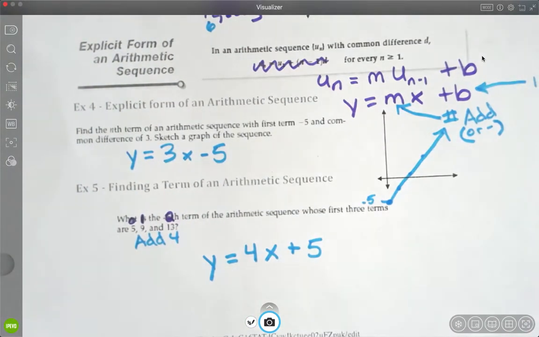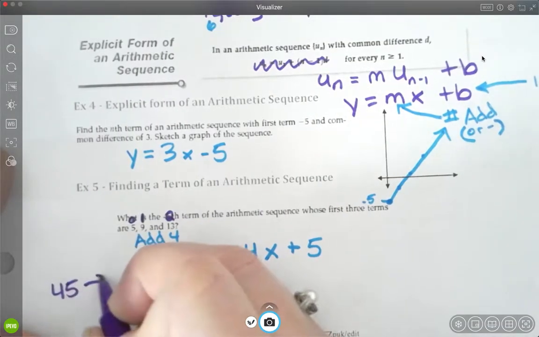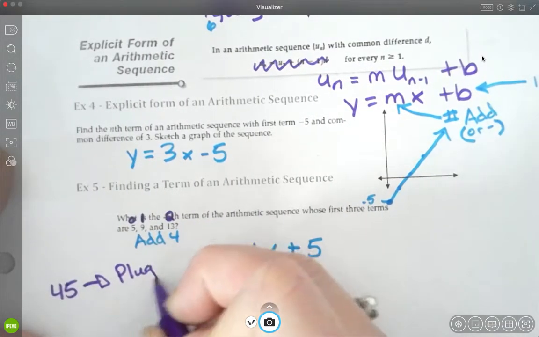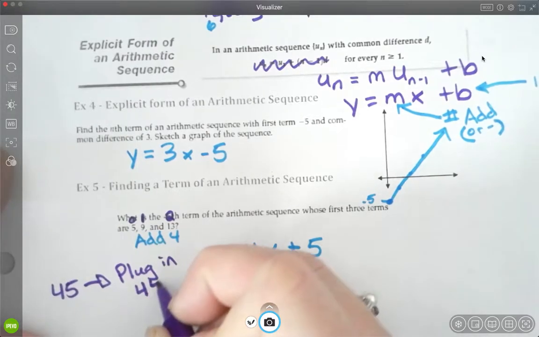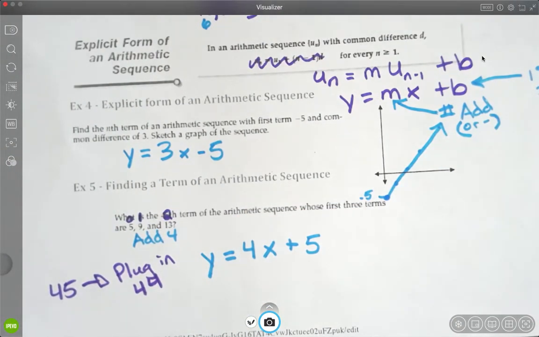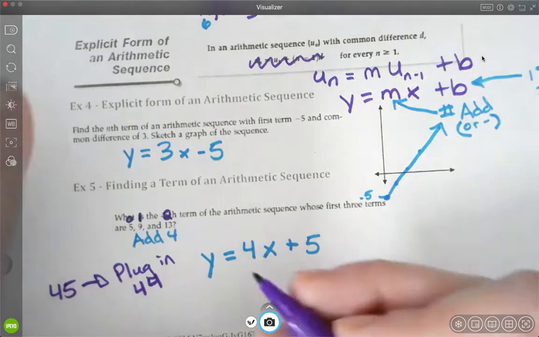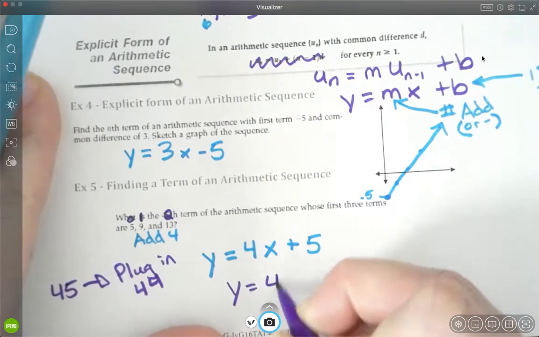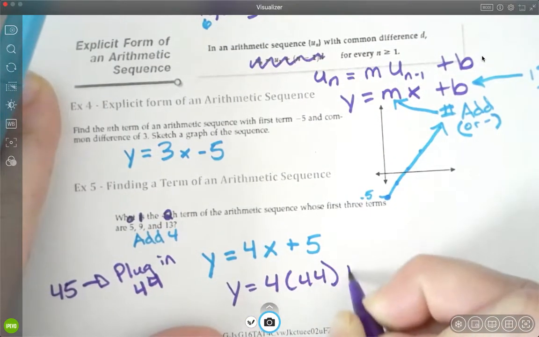So if I want the 45th term, I'm going to plug in what? I'm going to plug in 44, because the way that this formula is embedded, we need to plug in 44 instead of 45. Yeah, because the 0 term is where we're starting. Does that make sense? All right, so y equals 4 times 44 plus 5. Somebody have that number?